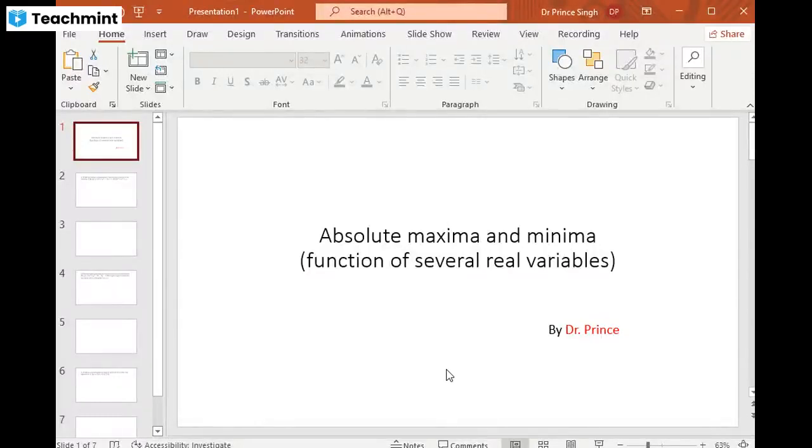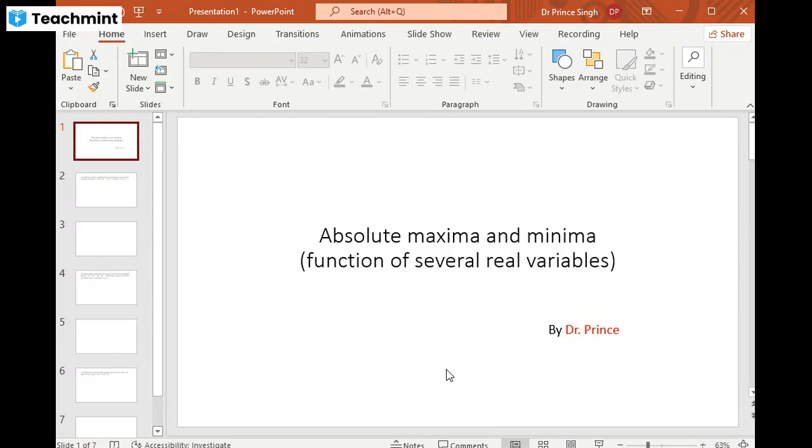Hello students, in this video we are going to discuss the problem based on the concept of absolute maxima and minima. In our last video we discussed the problem based on the relative maxima and minima. In case of relative maxima and minima we are given one function. We try to find the extreme point where the function will attain its maximum value.